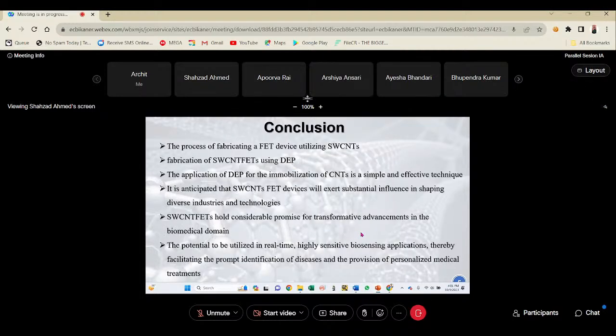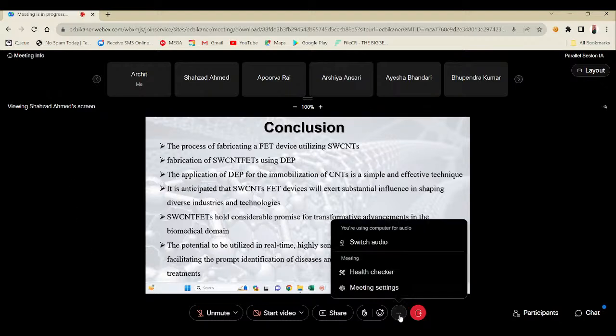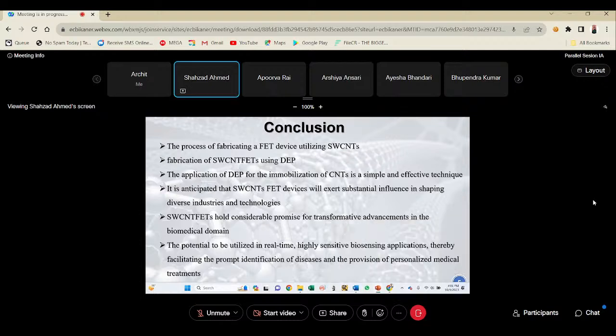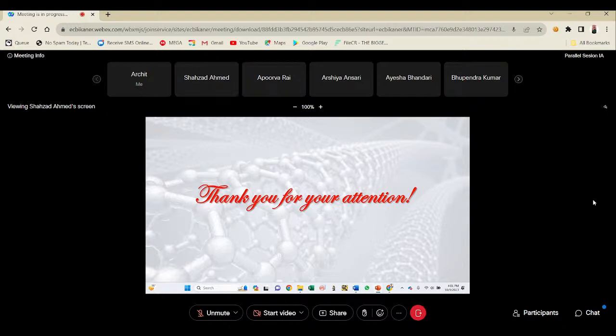And here's the conclusion. We can use this kind of device in making potential biosensors, and it holds considerable promise for transformative advancement in the biomedical domain. It also holds the potential to be utilized in real-time monitoring of diseases or any biohazardous molecule, so we can prevent potentially hazardous things for human beings. Thank you very much.